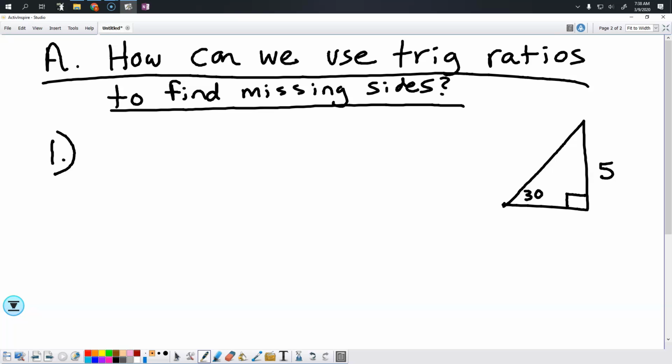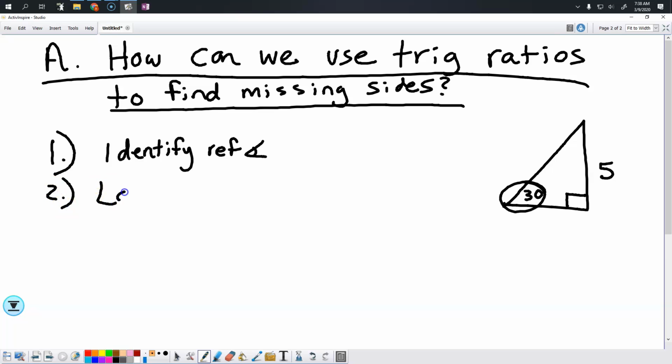we're going to identify our reference angles. Okay, so that's this guy here, right? And then from there, we're going to label our sides. Okay, so what do I mean by label sides? Opposite, adjacent, and hypotenuse is what I mean.